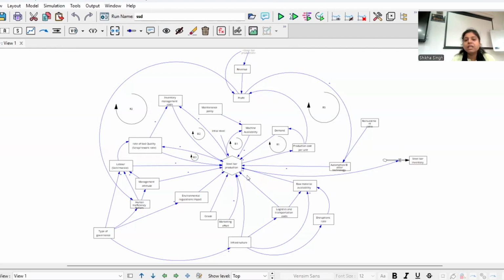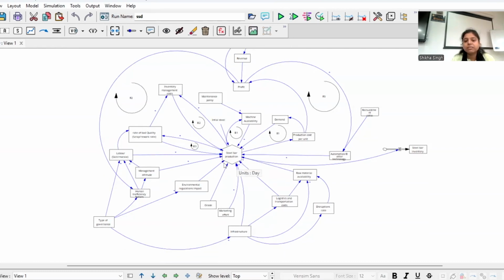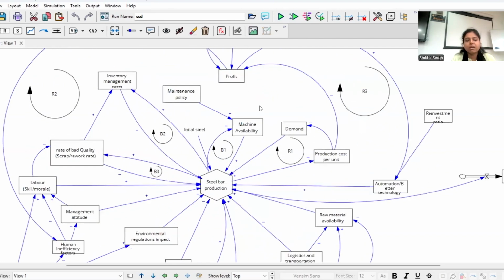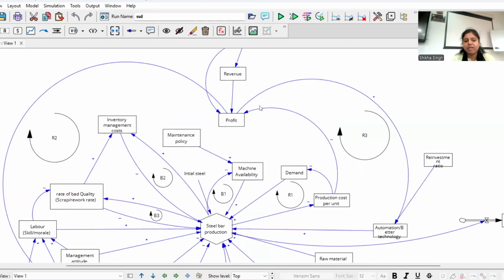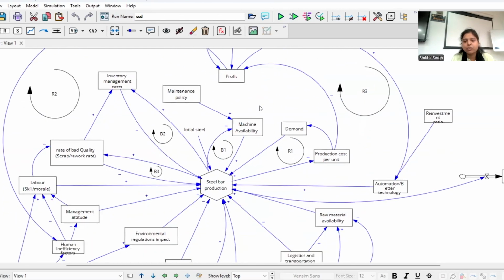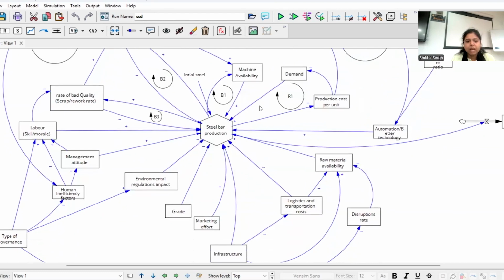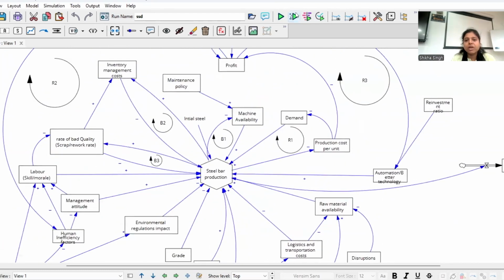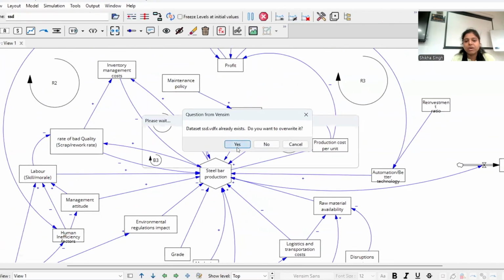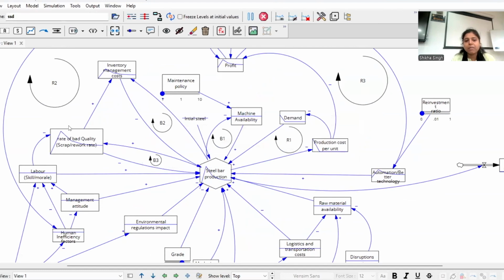So here you see in this particular model, let us run the simulation. You see there are multiple parameters, multiple feedback loops, reinforcing loops, feedback loops, right? And it's not only just one, there are many. Okay, and then if I run the simulation, you see all those parameters, you see the change.